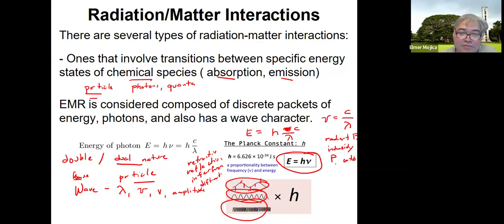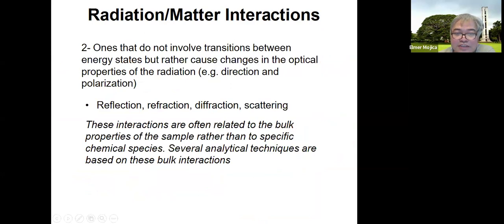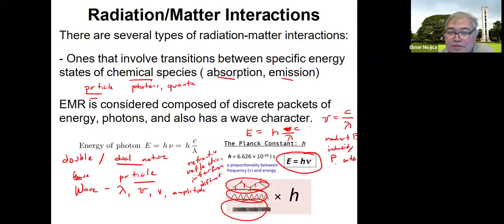Now, the other form of radiation-matter interaction is the one that doesn't involve transitions between energy states, but rather causes changes in the optical properties of the radiation, like direction and polarization. And you have reflection, refraction, diffraction, and scattering. So this one is not as common compared to the first.